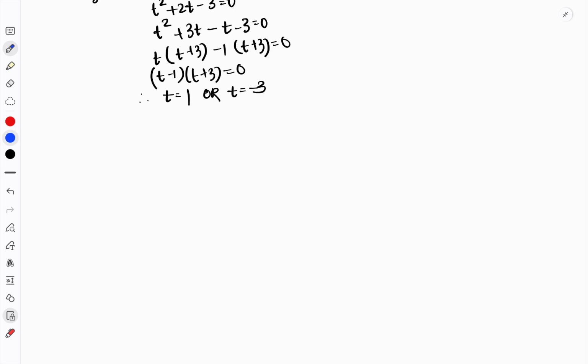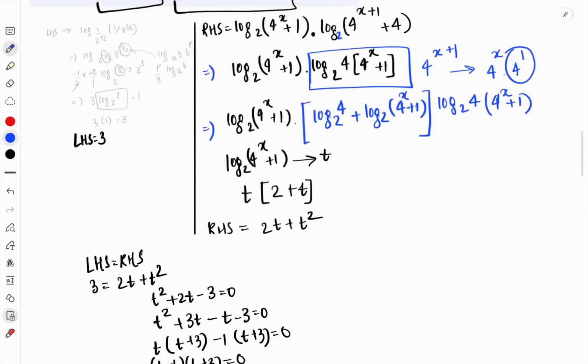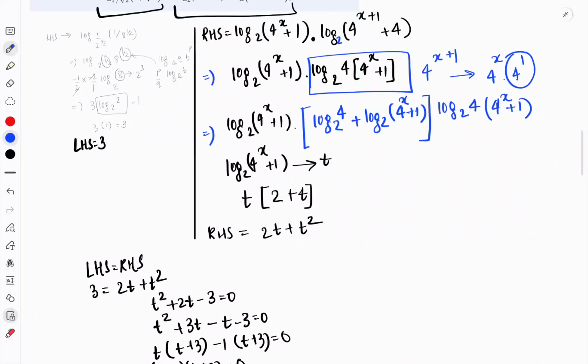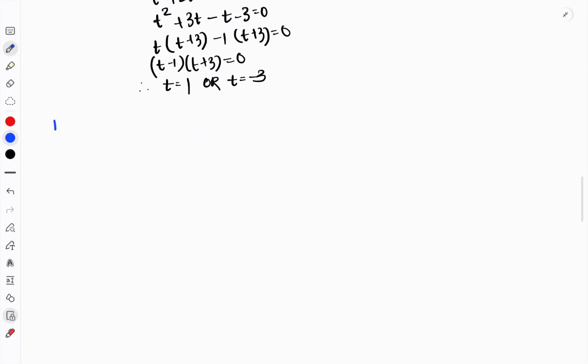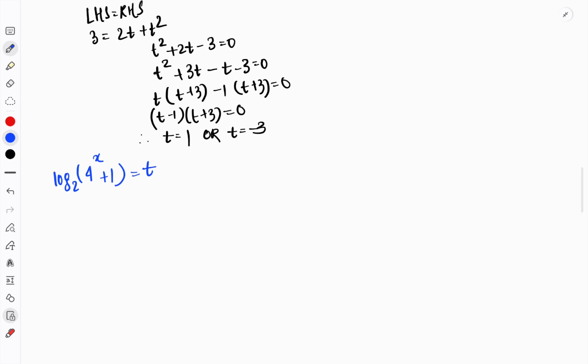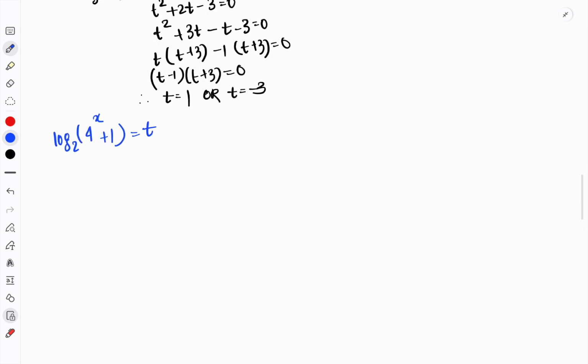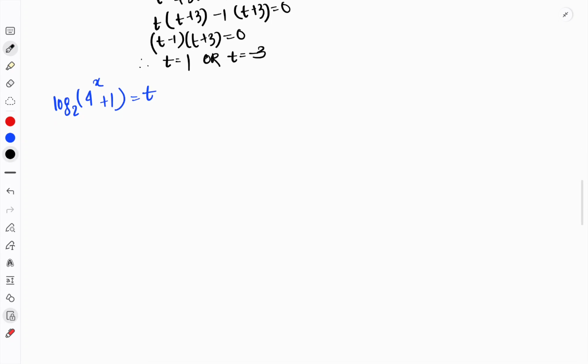If we recall, what we have done above is kept this value as t. So let me just quickly write it down. We have log 2 4 power x plus 1 is equal to t. Okay, so let's just equate it. T is equal to 1, so we have log 2 4 power x plus 1 is equal to 1.